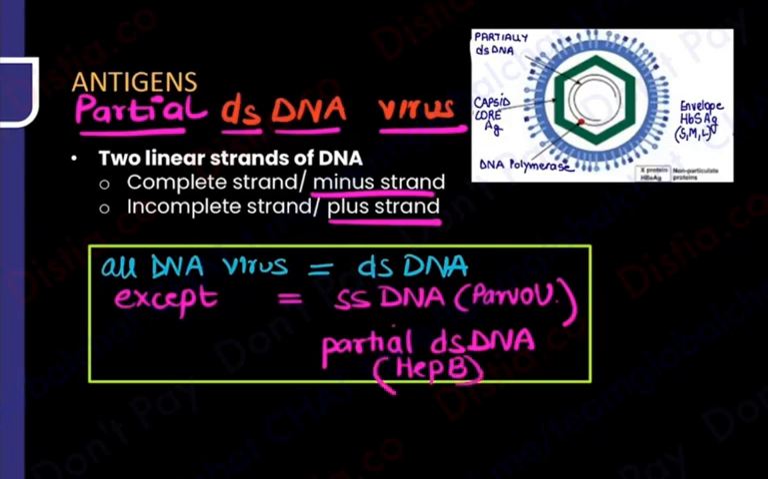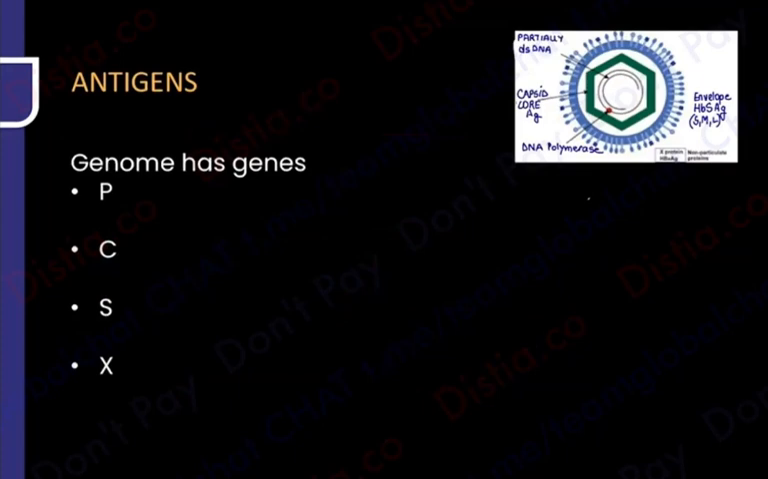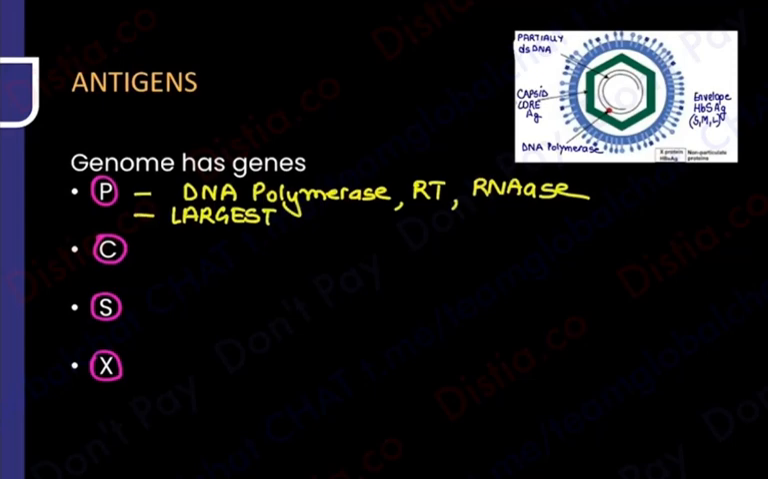Now, we have done the inner DNA, but what about all the other things that are around it? So let me first tell you the names of it. It has certain genes. One is said to be the P gene, the C gene, the S gene and the X gene, and these will make the respective proteins which I'll keep labeling. First, the P gene means polymerase, and P is the largest of them all. So they ask you what will the P gene make? DNA polymerase will be made. Also you have reverse transcriptase.